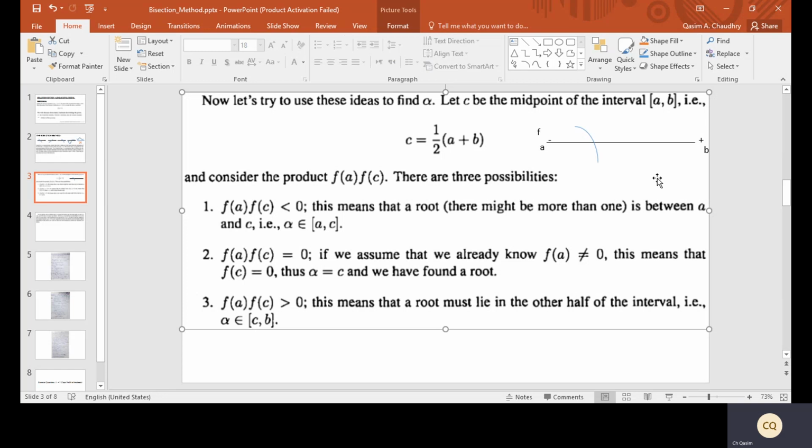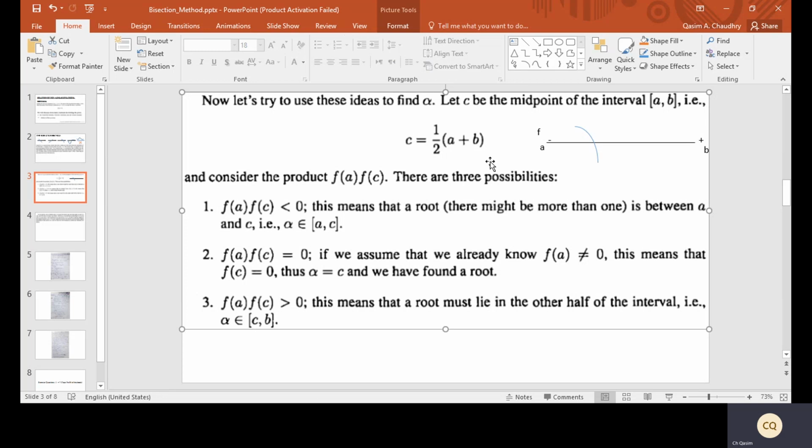So now students, there can be three possibilities. What is the first possibility? Both are different. So this is the first possibility: F of A into F of C is less than 0, right? Now in this interval, a root exists.